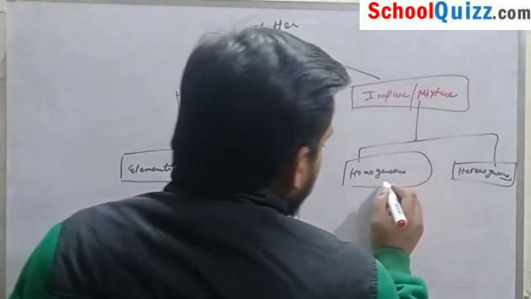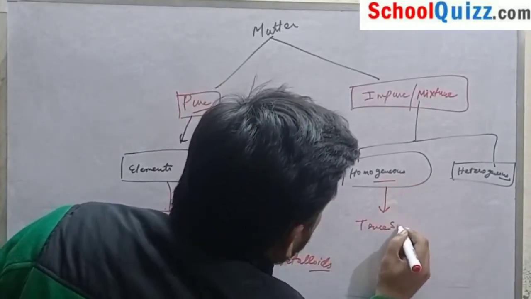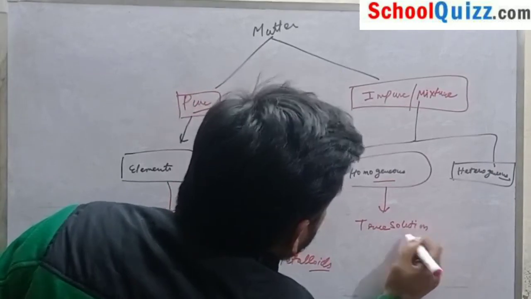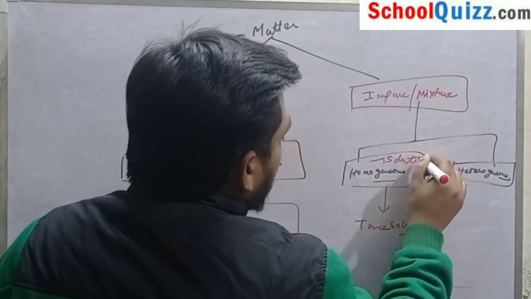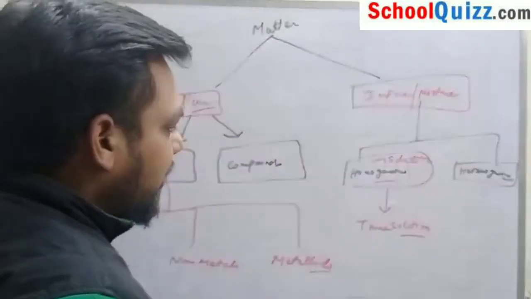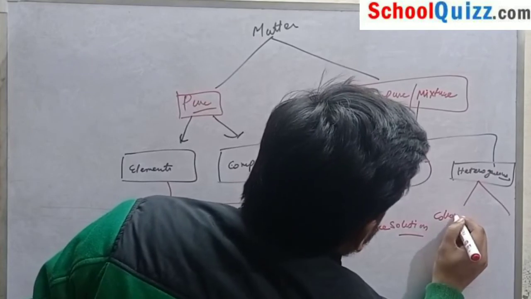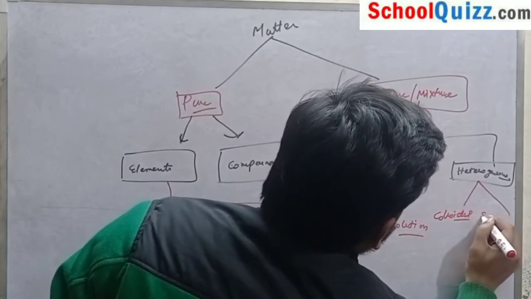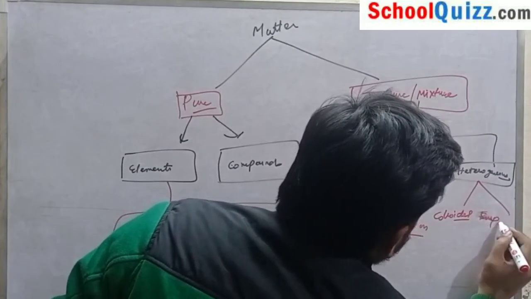Whereas homogeneous mixture is further regarded as true solution. True solution or homogeneous mixture is also known as solution, whereas heterogeneous mixture can be classified as colloidal solution or suspension.